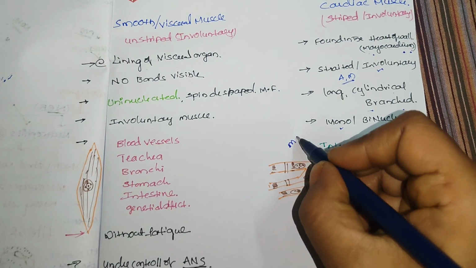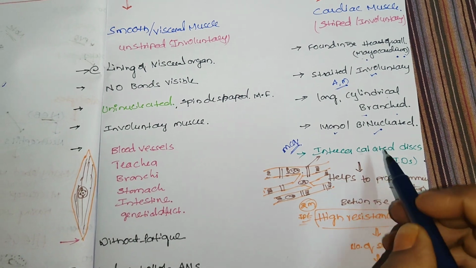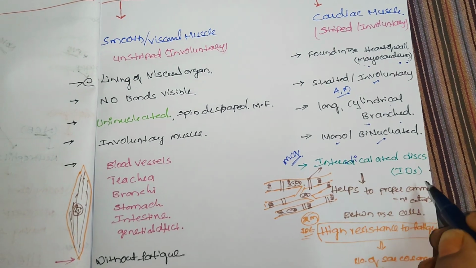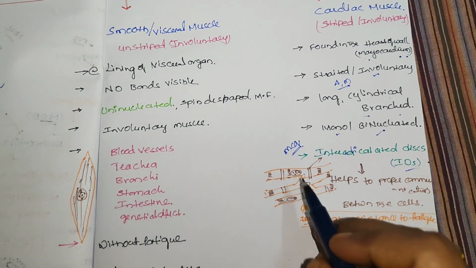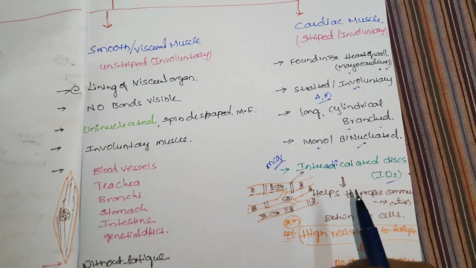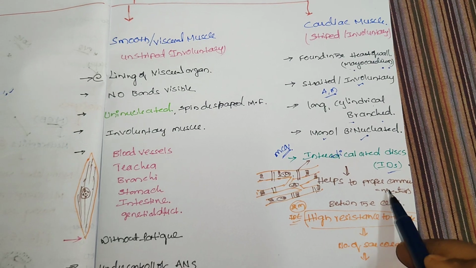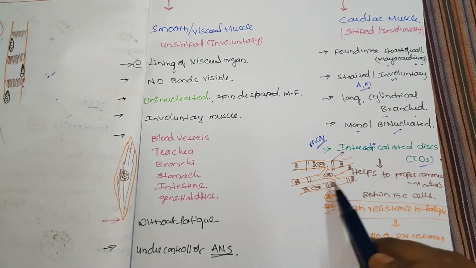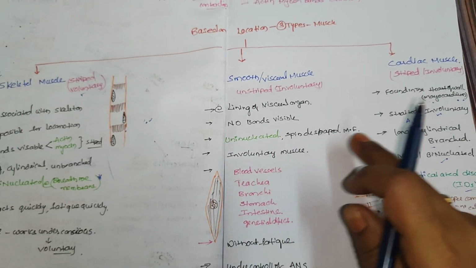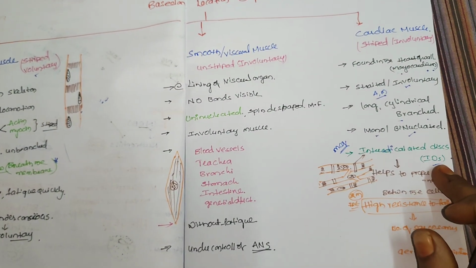One important MCQ in cardiac muscle: intercalated disc. Intercalated discs are helpful for communication from one cell to another cell. That is the important point, just like gap junctions. The gap junction function is the same for intercalated discs. They help in proper communication between the cells. So that is the important MCQ: the intercalated discs are present in which type of muscle tissue? Cardiac muscle has IDs, meaning intercalated discs.